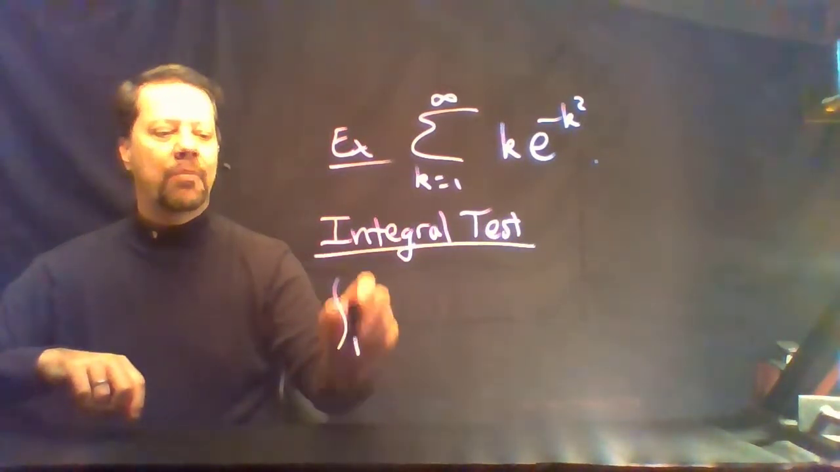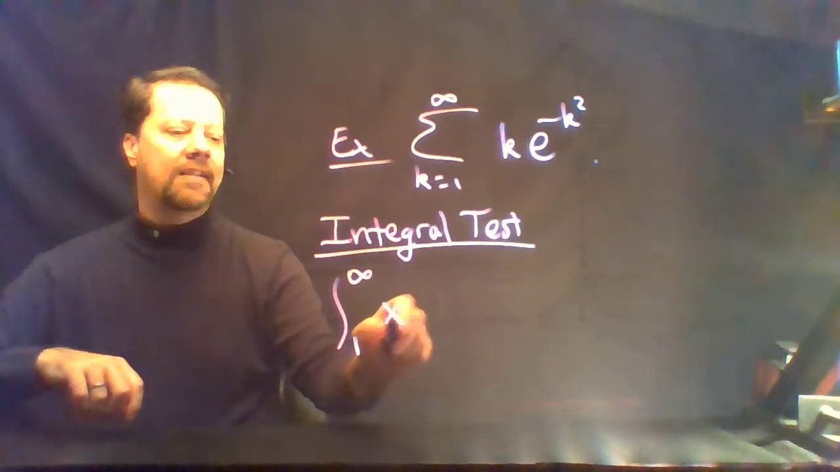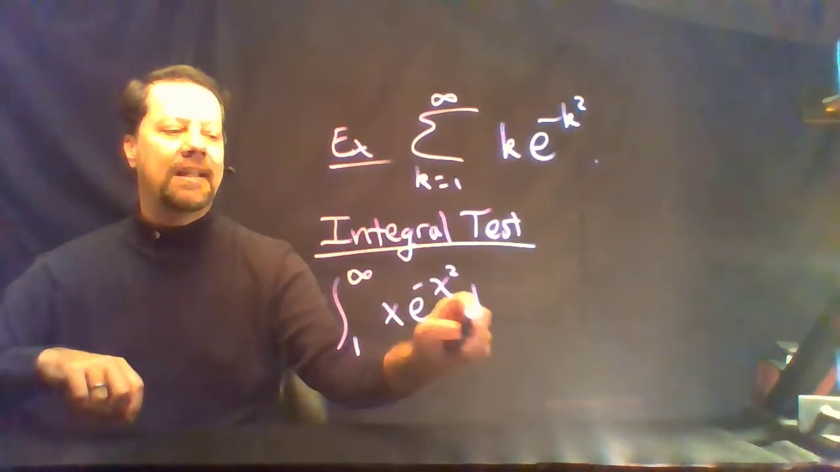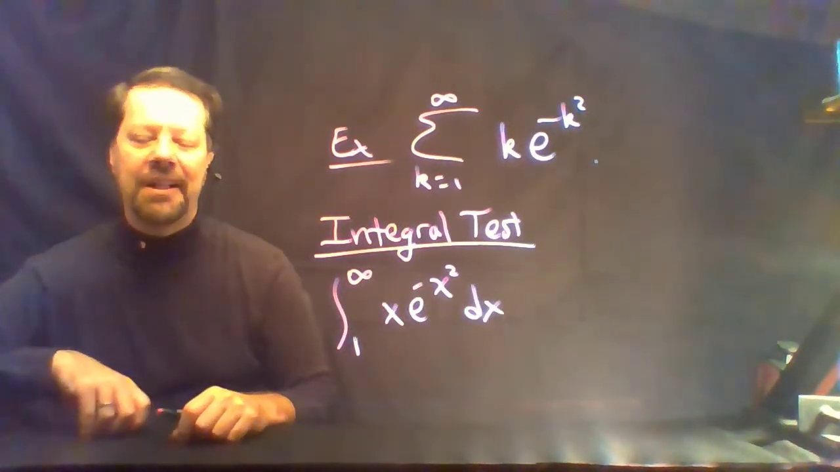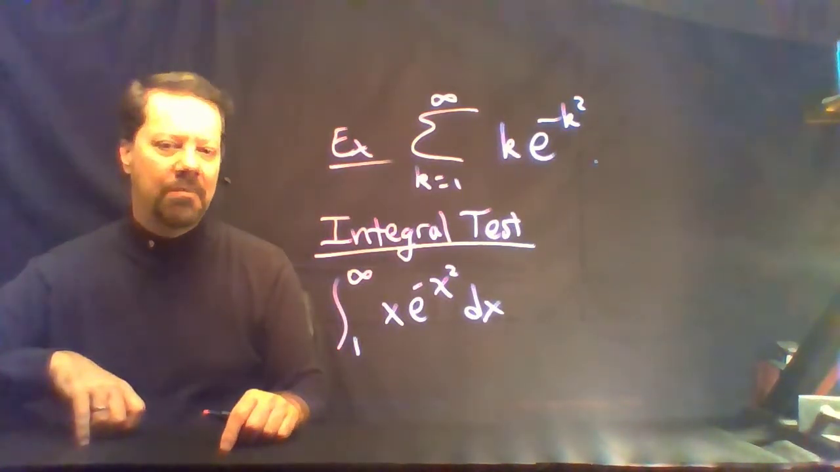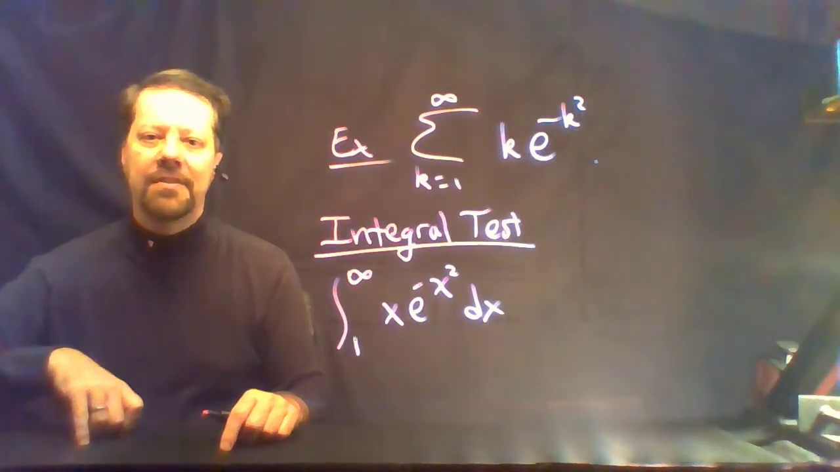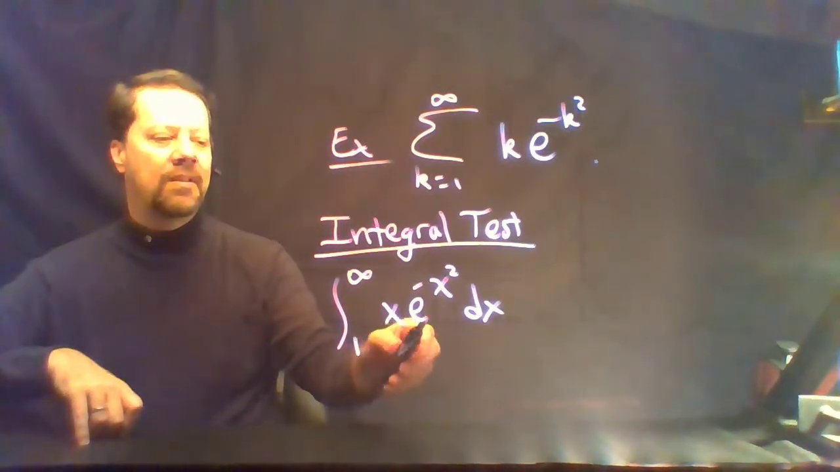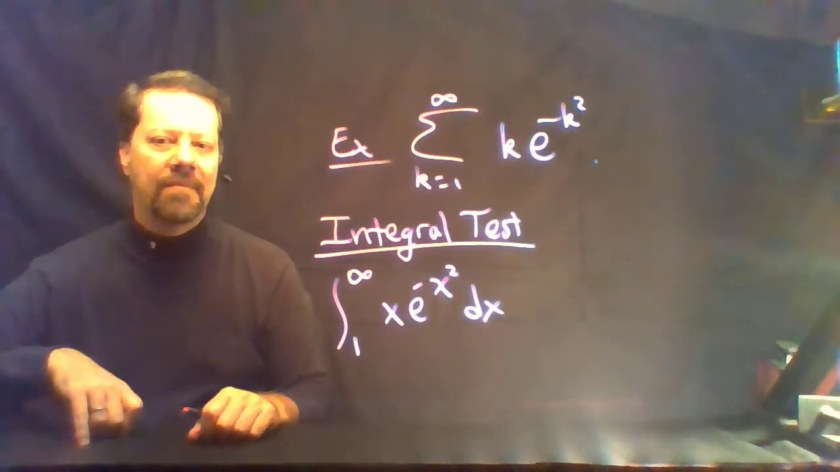We'll integrate from 1 to infinity x e^(-x^2) dx and see if we get a finite or a convergent improper integral. Both converge or both diverge. How do you integrate this? It looks like you need to do a u substitution.